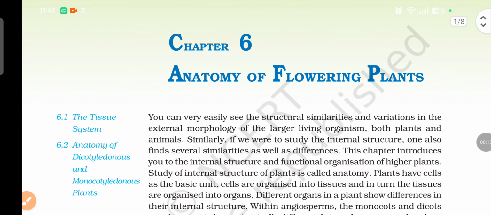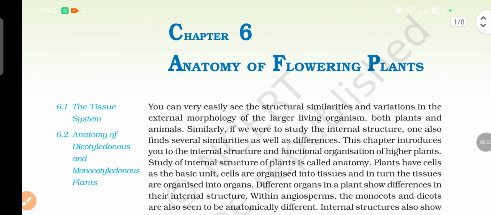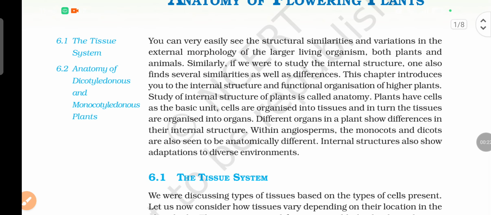और इसमें हम पढ़ेंगे द टिश्यू सिस्टम, एनाटॉमी ऑफ डाइकोटिलेडोन्स एंड मोनोकोटिलेडोन प्लांट्स। सो शुरू करते हैं। You can very easily see the structural similarities and variations in the external morphology of the larger living organisms, both plants and animals.